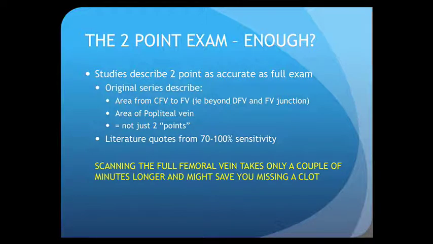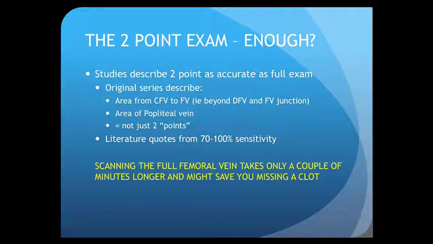The other thing that you need to bear in mind is that many of the papers that originally described this two-point exam, although they used the term two-point, in fact, what they were looking at was two areas. The upper area from the common femoral vein to beyond where the deep femoral vein joins. And so that's an area of a number of centimetres. And the popliteal vein, which they examined right from the proximal popliteal vein to the distal popliteal vein throughout the full popliteal fossa. So it wasn't really an exam of just 2 points, it was actually more 2 areas.